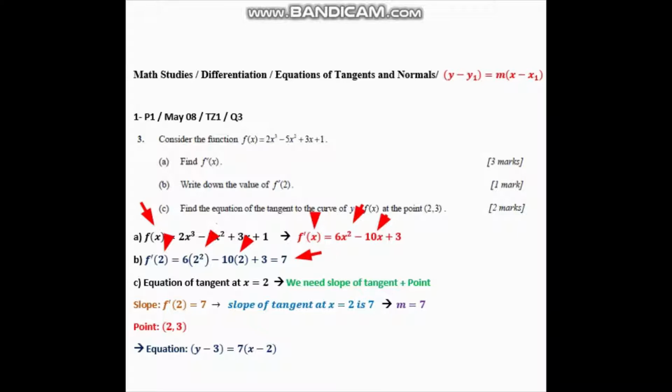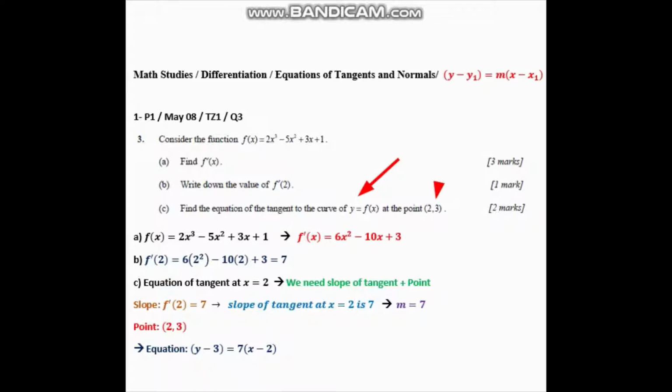I'm going through these questions quickly because there are previous videos where we tackled this in detail. If you are struggling with A or B, I advise you to check out earlier videos on differentiation. So the purpose of this video is to solve question C, which requires us to find the equation of the tangent to the curve at the point (2, 3).